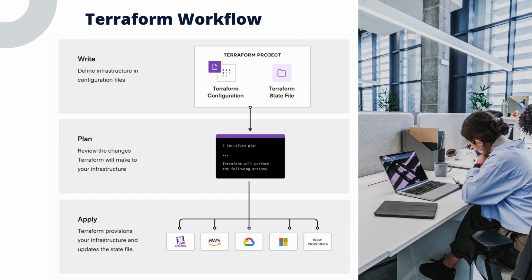The core Terraform workflow consists of 3 stages. First, you define infrastructure in a configuration file. Second, you review the changes Terraform will make to your infrastructure. The third one is Terraform provisions your infrastructure and updates the state file.